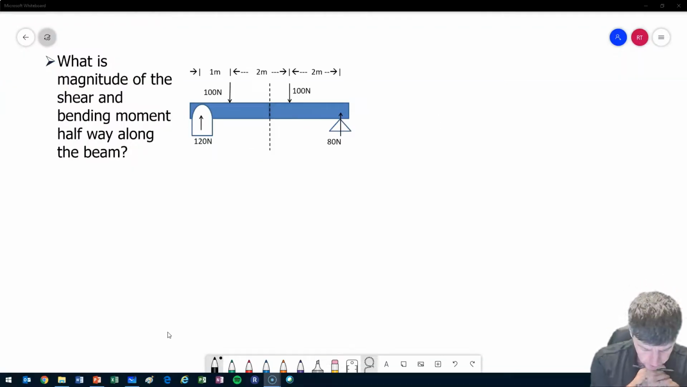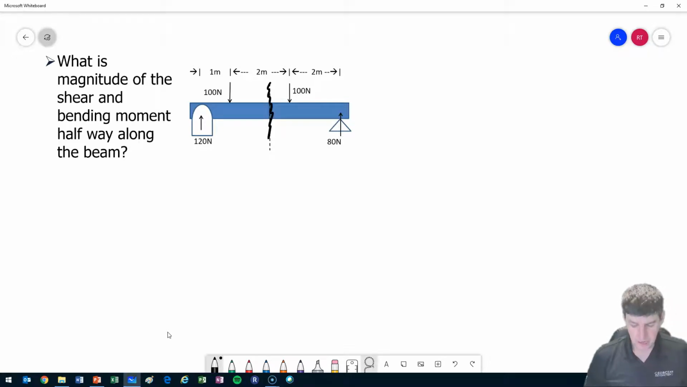Okay, so let's work away at this problem. What is the magnitude of the shear and bending moment halfway along the beam? So at the halfway point, somewhere out here, I'm going to cut the beam. Before I go to the point of looking at the internal loads and cutting the beam, what I want to do is I want to make sure that I know all of the external loads that are acting on this beam. And so I've provided that to you, 120 and 80. However, if you don't know that information, you need to go back to what we did in the previous parts, find out any unknown external loads. We need those in order to be able to find what's happening inside the beam.